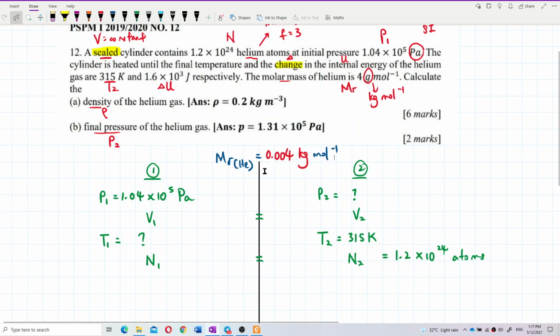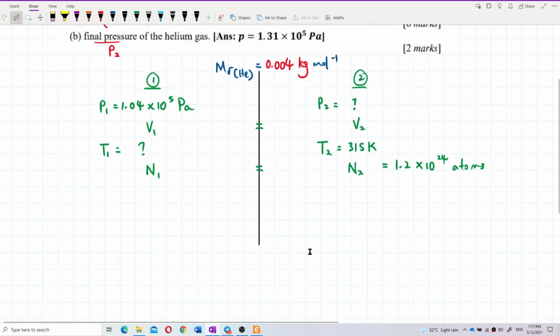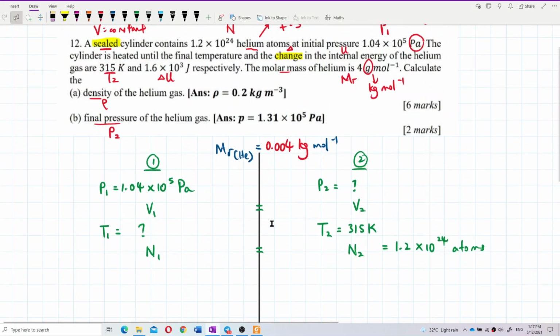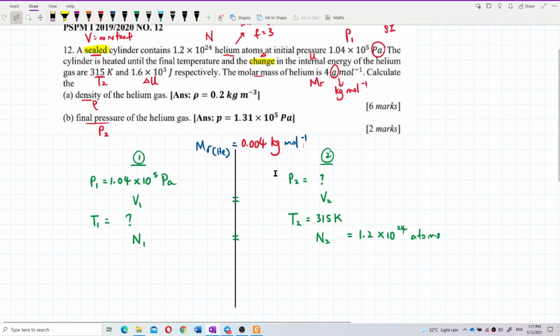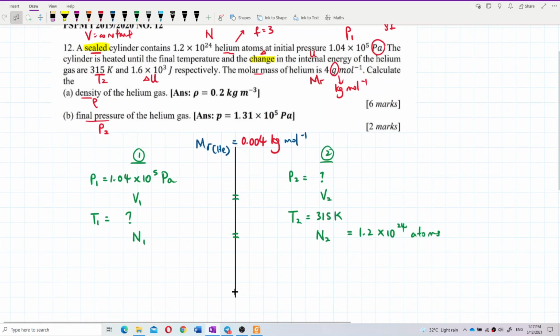Okay, we got it. Next, we want to find density. So how are we going to do this? Okay, don't worry, do it step by step. They give us the change of internal energy, right? Make use of that change of internal energy.